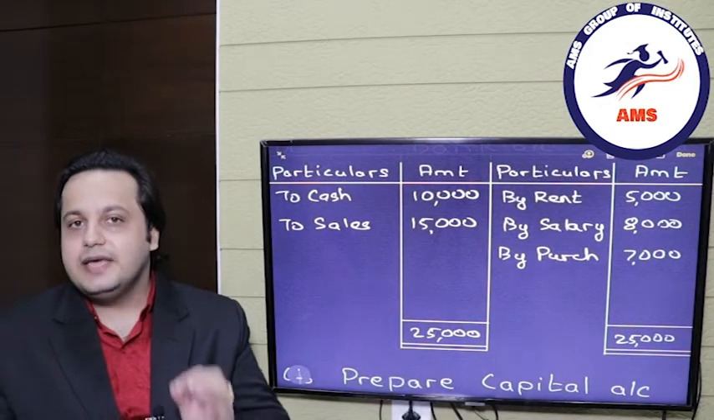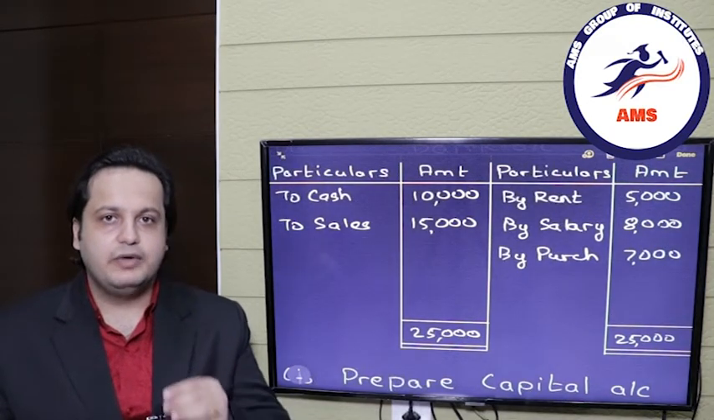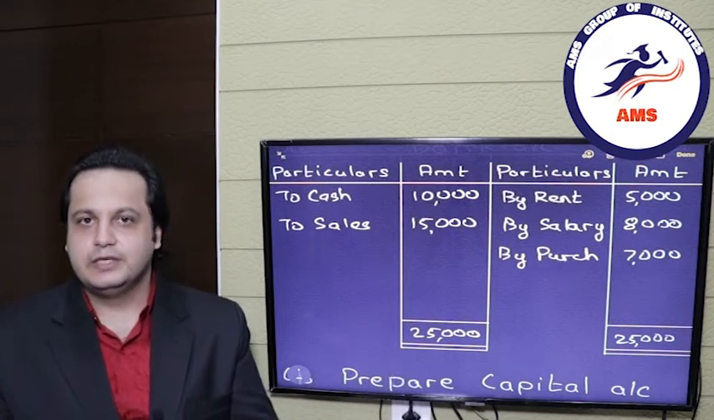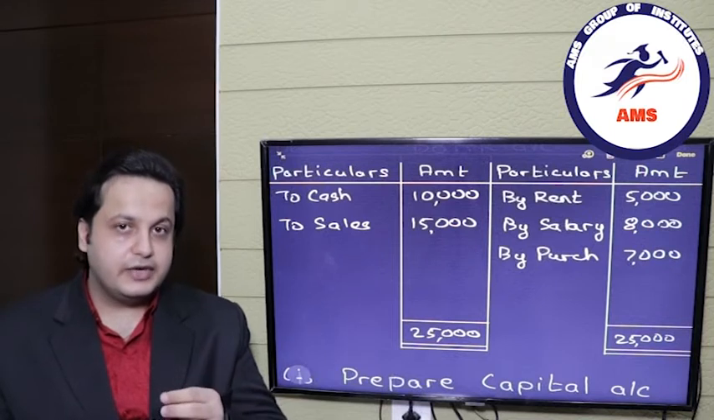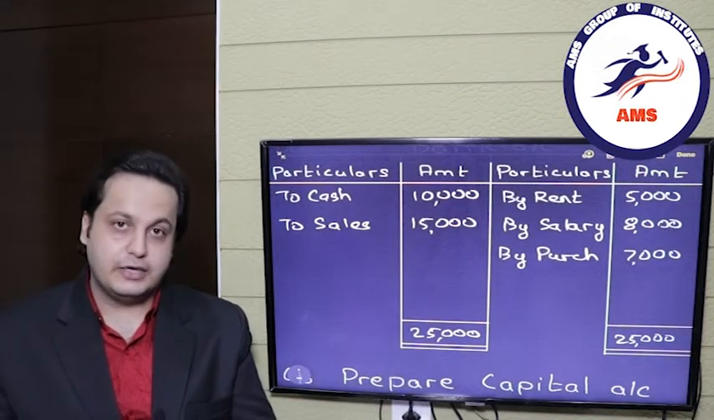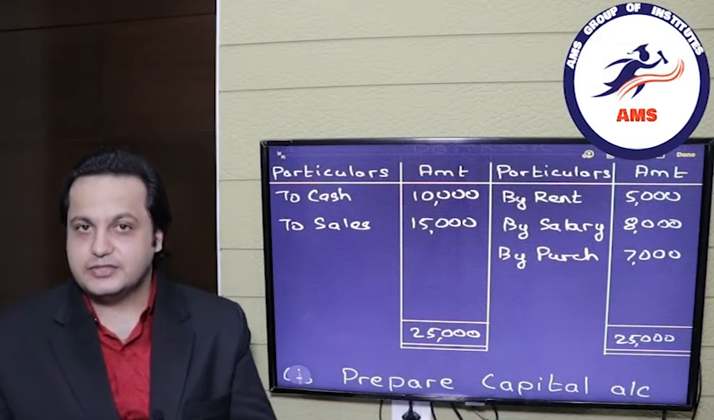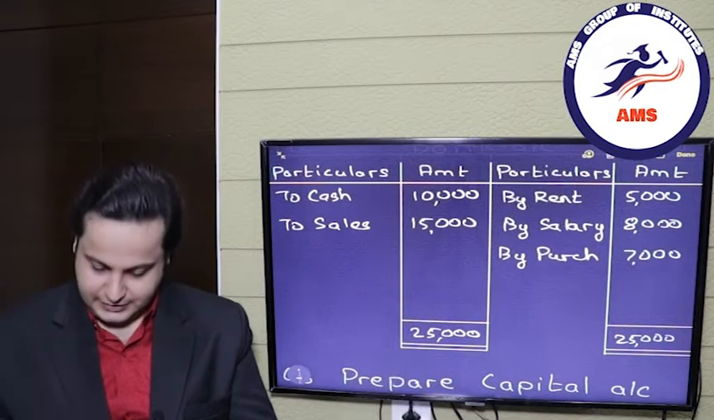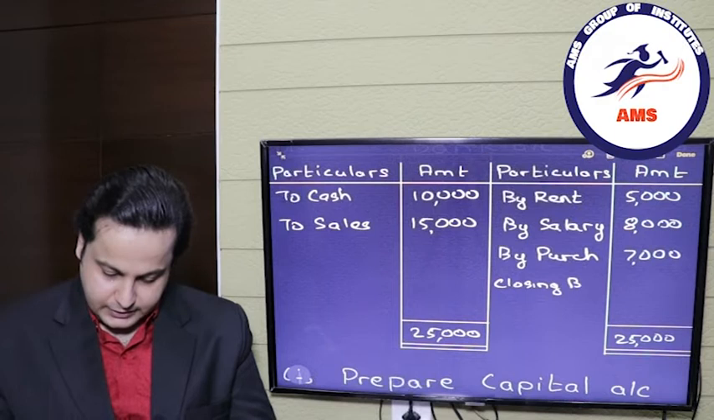Now in order to make sure that the credit side total comes to 25,000, we will have to add rupees 5,000. So that will become the closing balance. You can see the total of credit. It is 5 plus 8 plus 7. That comes out to 20,000. So we have 5,000 rupees left in the bank balance. That will be the closing balance, or the balance carried down.